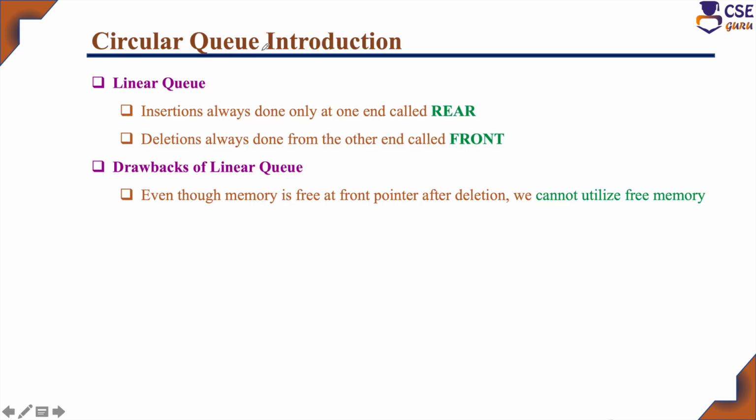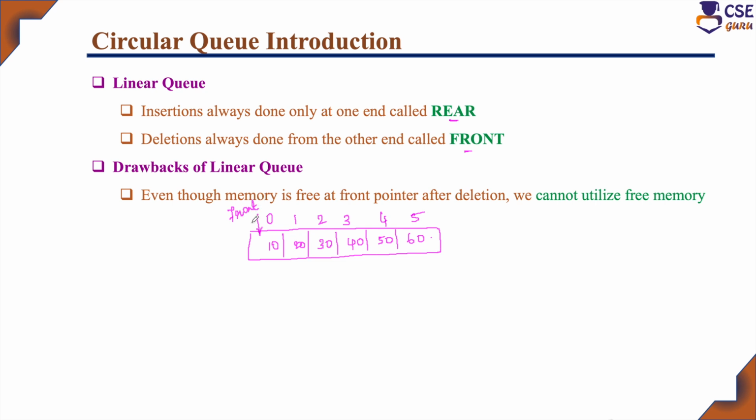Introduction to circular queue. So what do you mean by linear queue? In a linear queue, elements are stored in sequential memory locations, and here insertion always happens at the rear end and deletion always happens at the front end. The first element in the linear queue will be pointed to by the front pointer and the last element will be pointed to by the rear pointer.